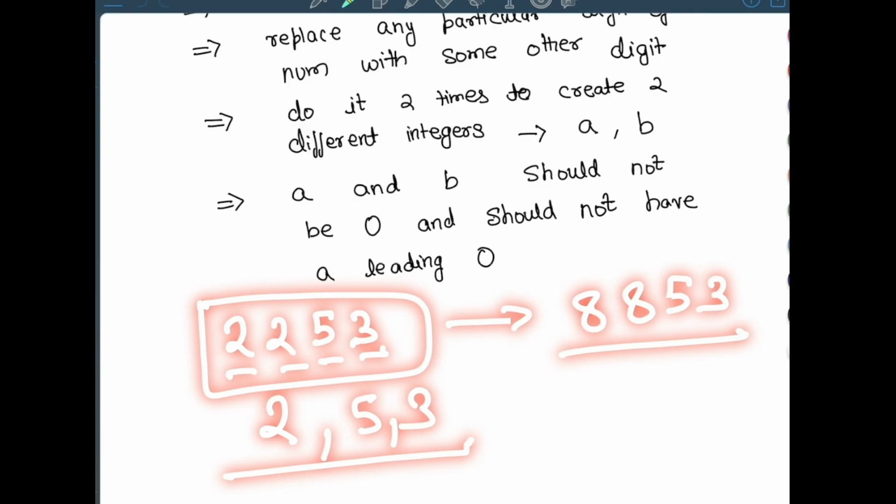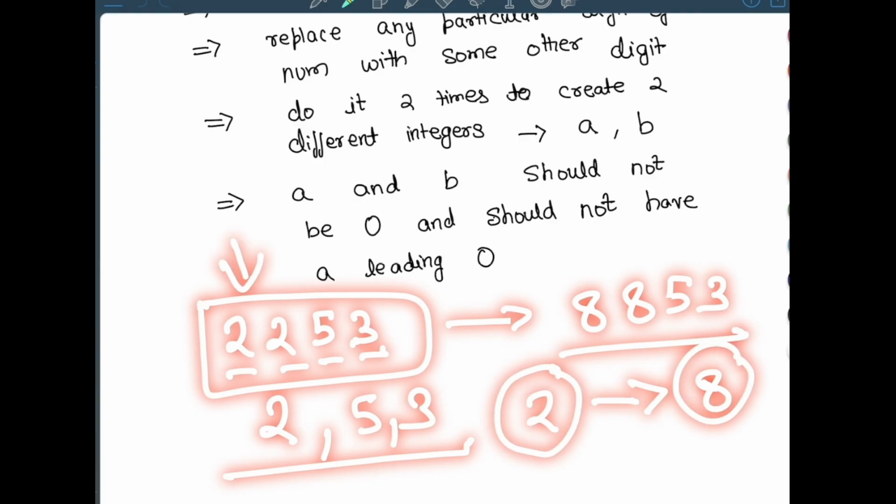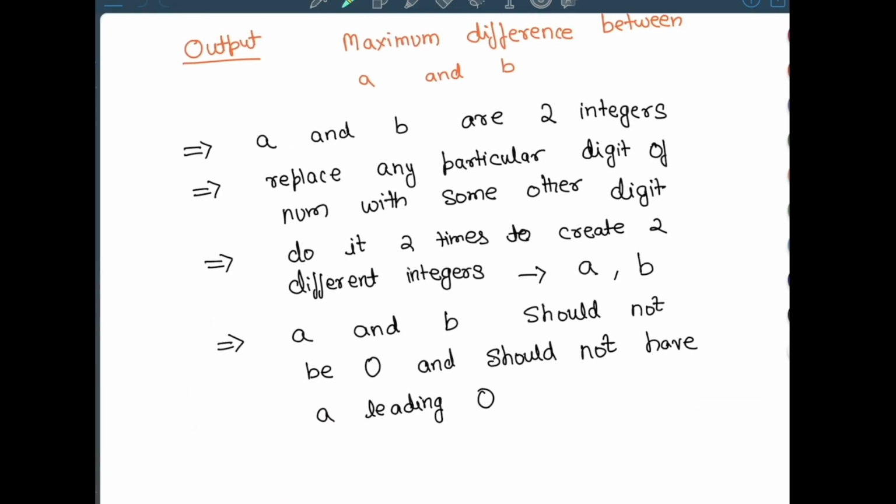You basically need to replace all the occurrences of that digit. It's not like if you pick the digit 2 and want to replace it with 8, you can do it for a particular 2. You will have to replace all the 2s in your given input num with 8. This is how you can create a number. And you basically need to do this particular process two times to create two different integers.